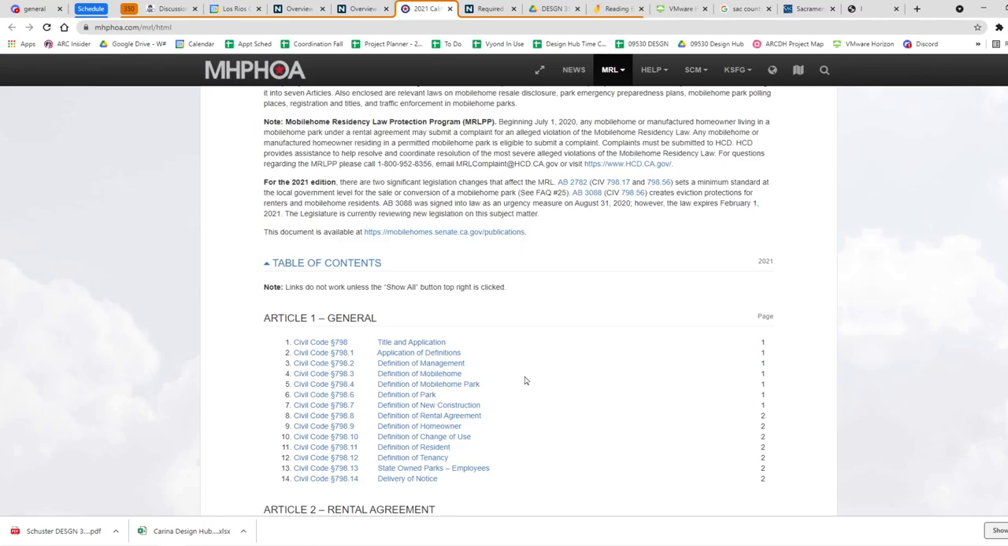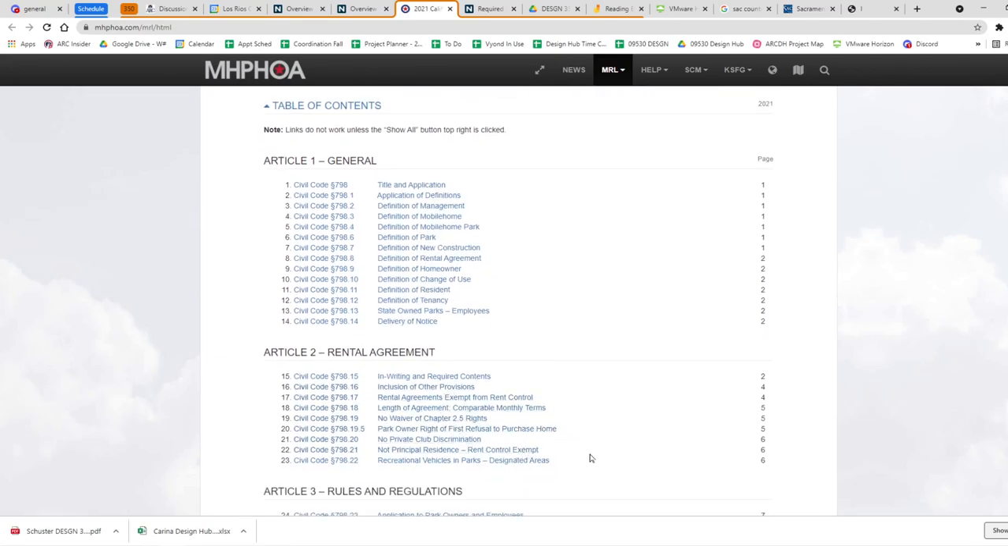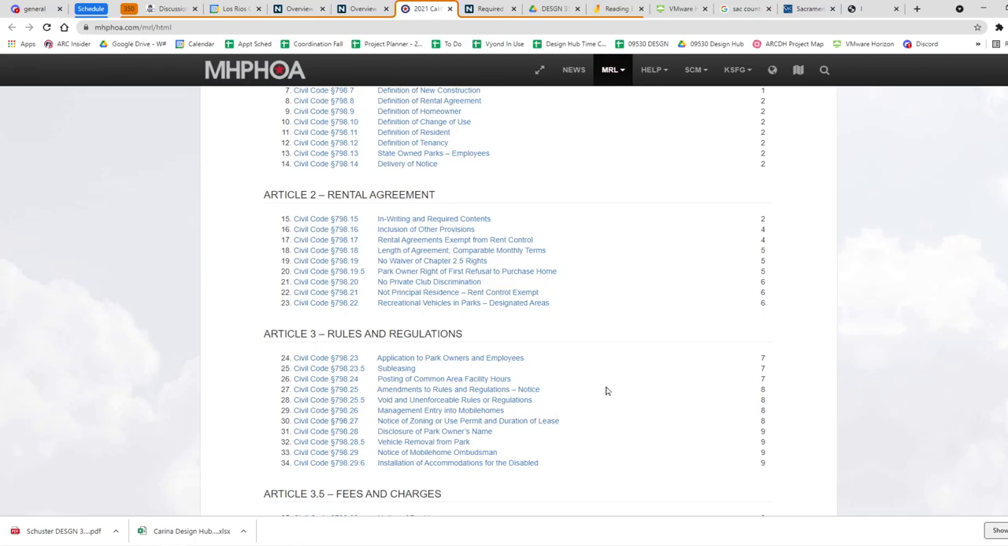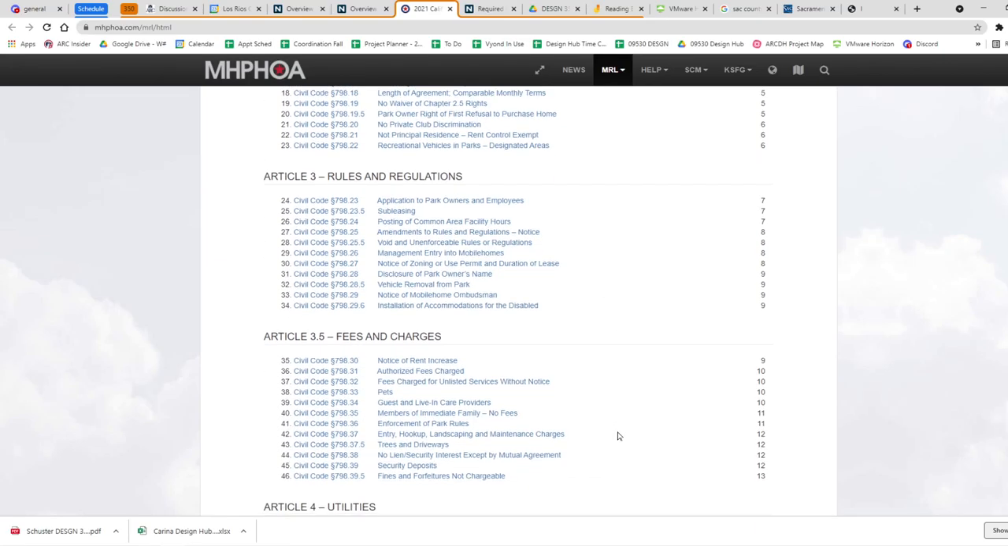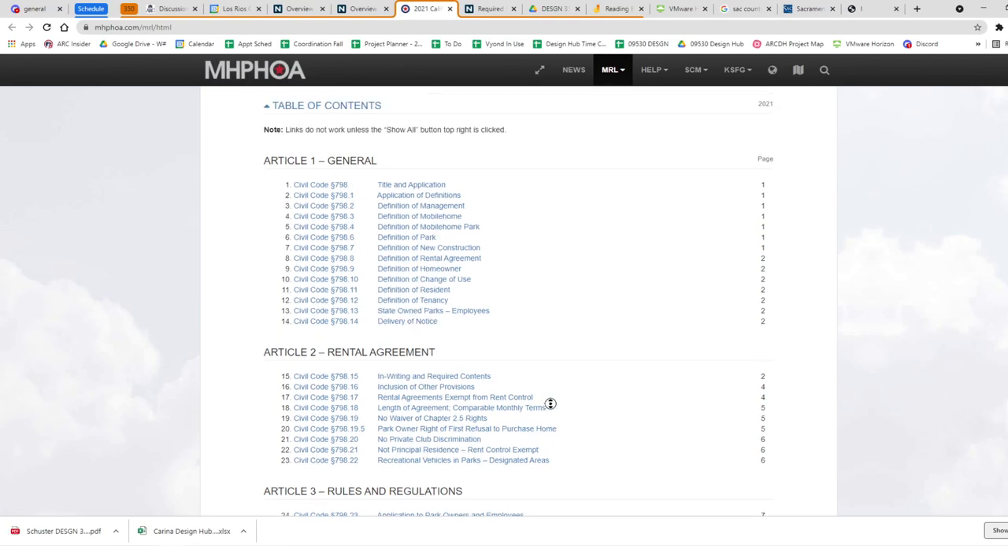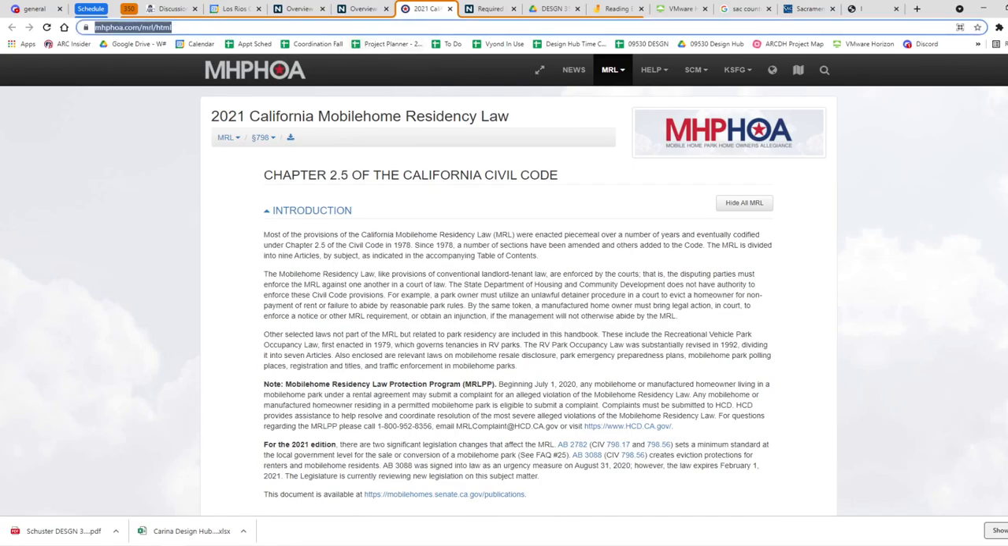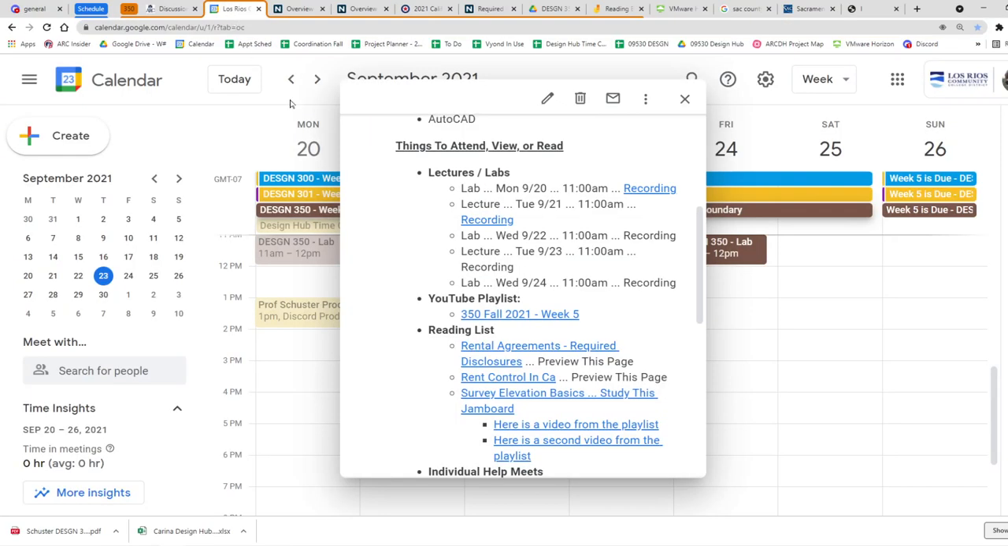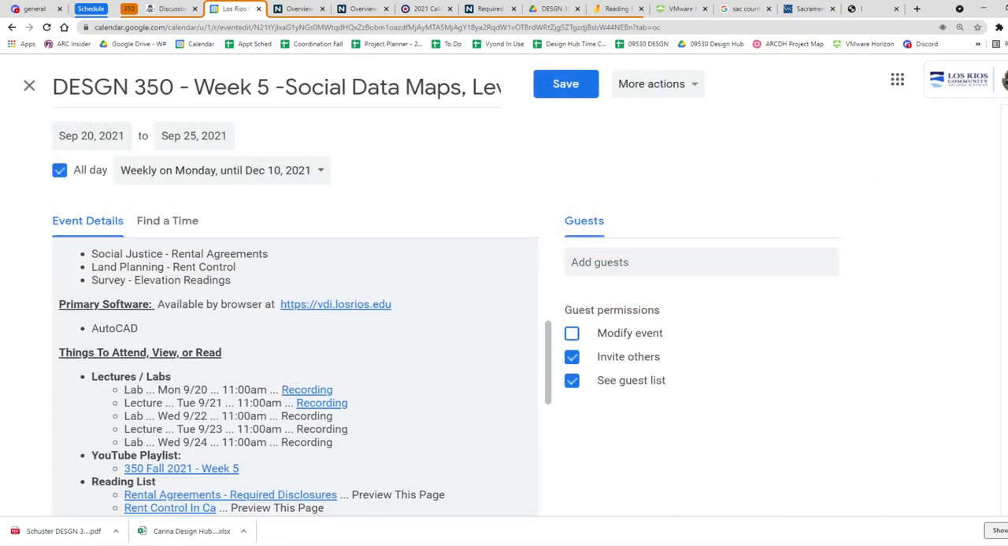Okay, so change of use, resident, Tennessee, state-owned parks, directory of notice, rental agreement, blah, blah, blah. These things are all set out. Rules and regulations, management of entry, who can amend the rules, zoning and use permit during lease. Wow, this is all sorts of stuff. Guest and living care providers, man, tons and tons of stuff. I'm going to put this one on there. That one looks like a good one to be able to add on to.